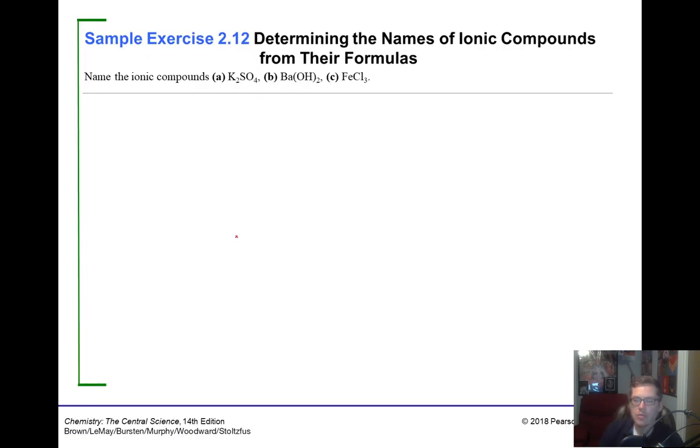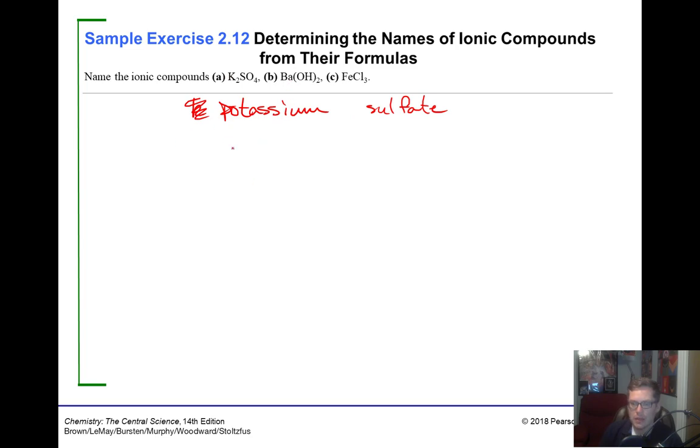All right, let's do a couple of practice problems here. This one, K2SO4, would be potassium, and then this polyatomic's name is sulfate. So we have to ask ourselves, is potassium a transition metal? It is not a transition metal, so we can just leave it as is. We don't have to put in Roman numerals. So it's just potassium sulfate.